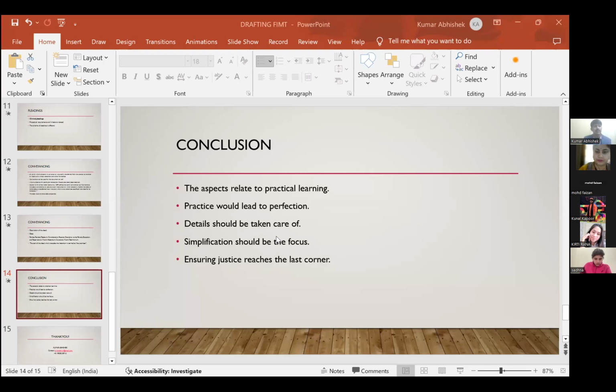As I was saying, these aspects relate to practical learning. Your practice would be leading you to perfection. You cannot say that you will be perfect from the first draft itself. You will be learning and refining yourself, one draft after another, and in a matter of time, in 2-3 months, for some people in some years, and for some people in a matter of days, you will be well versed with it, and you may draft any sort of complex pleadings in some days.